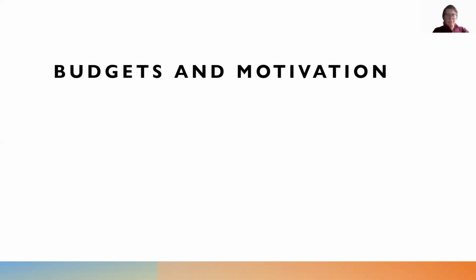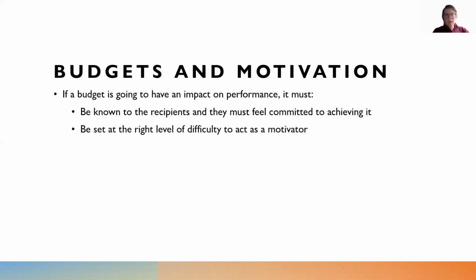Budget and motivation then. If a budget is going to have an impact on performance and help to be a motivator, it must be known to the recipients and they must feel committed to achieving it. They must also think that it is achievable, but at the same time, it needs to be challenging enough for them to actually want to do it. So it needs to be set at the right level of difficulty if it is going to act as any sort of motivator. As budgets become tighter, they act as stronger motivators.